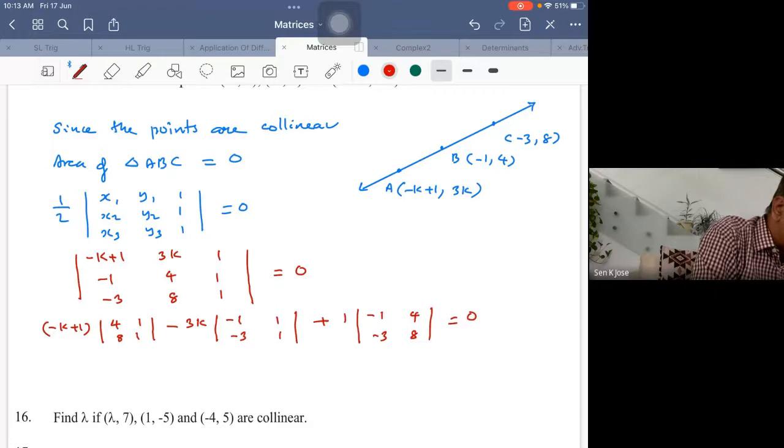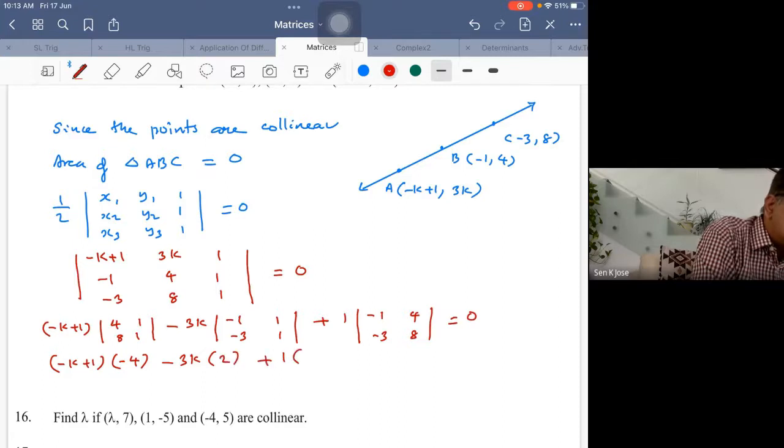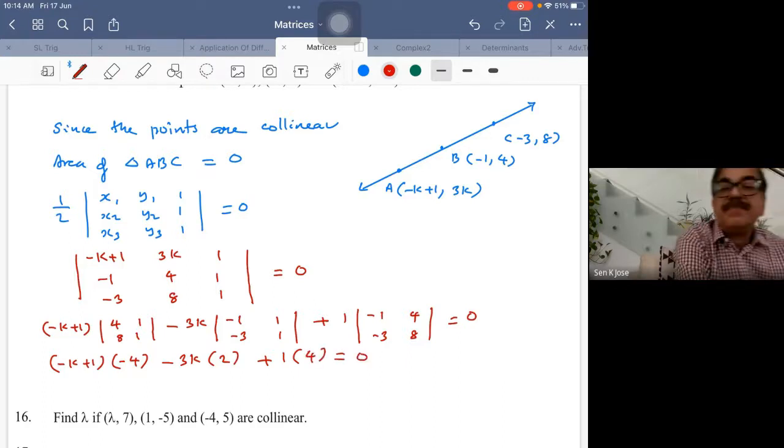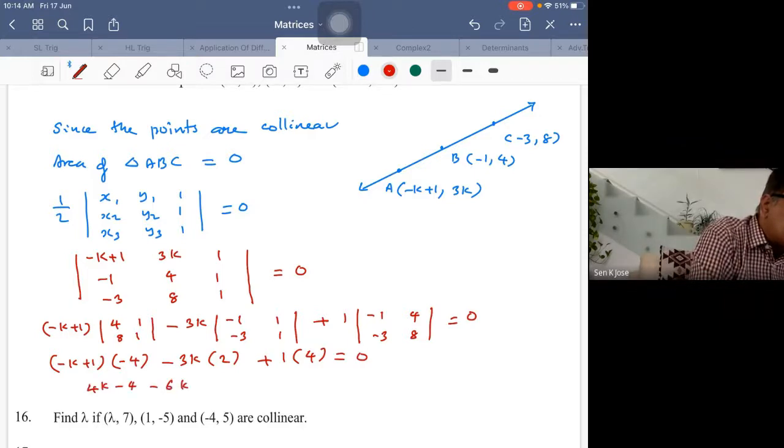Then when you start expanding, minus k plus 1 into 4 minus 8. I'm trying to do it in my head now. 4 minus 8 is minus 4. Minus 3k into minus 1 plus 3 is 2, plus 1 into minus 8 minus minus 12 is 4. I skipped a step. Open the bracket: 4k minus 4 minus 6k plus 4 is equal to 0, which implies minus 2k is equal to 0.